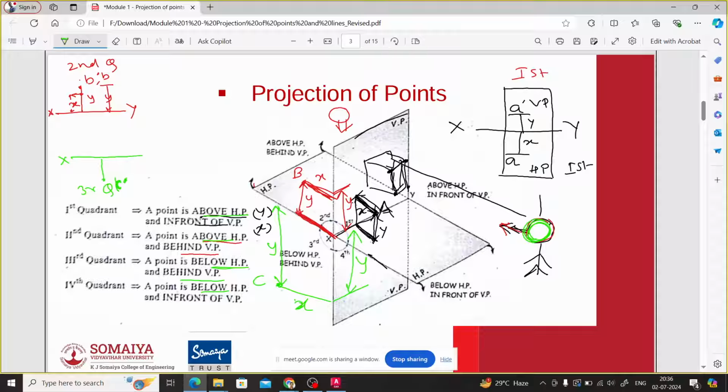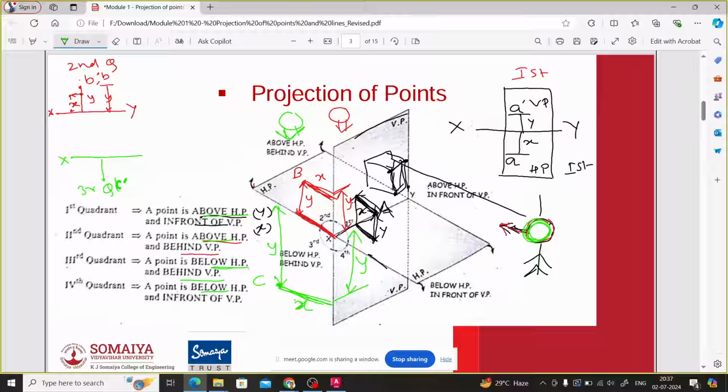Now by how much distance it is behind VP? This is the distance by how much it is behind VP. So to locate this, how should we look? In this direction we will look, correct? Even though we are not able to visualize it, we are assuming all these planes are opaque. That's why even though we cannot directly see this point whenever we are looking from this end, these planes are assumed to be opaque, so the projection will be obtained on this horizontal plane.